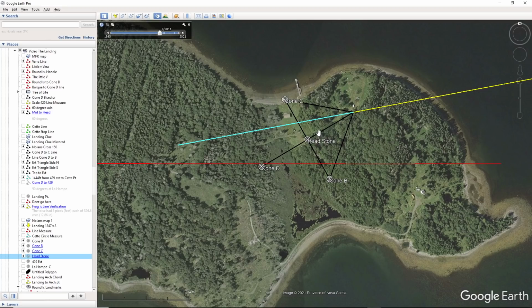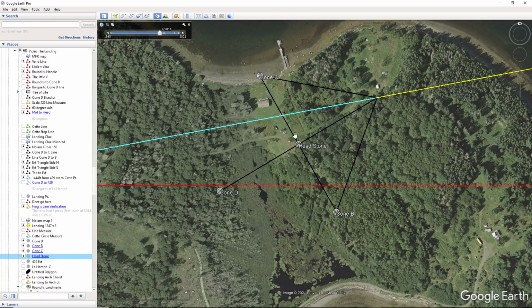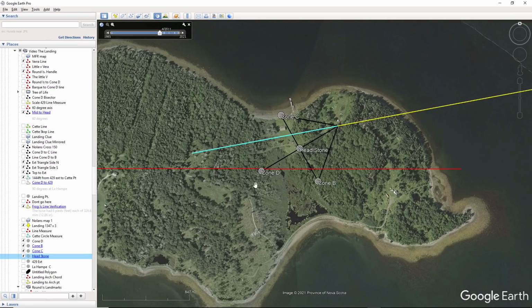Also, I want to make a little comment about the headstone. It is carved in the shape of a face. Well, how do you see your face? You see it in a mirror. So that may be something. That's just the other thing is this map.